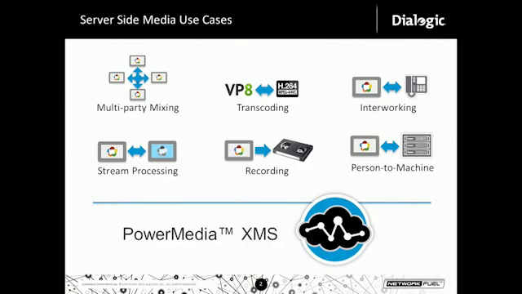For transcoding between codecs, obviously the most popular, the one in debate right now, is between VP8 and H.264. We can help out with interworking to the PSTN in traditional telephony environments. We can do things like stream processing, which we'll demonstrate some today, such as inserting an ad inside the video stream, or doing other manipulation of the media stream. You can use server-side media for recording, which we'll show.